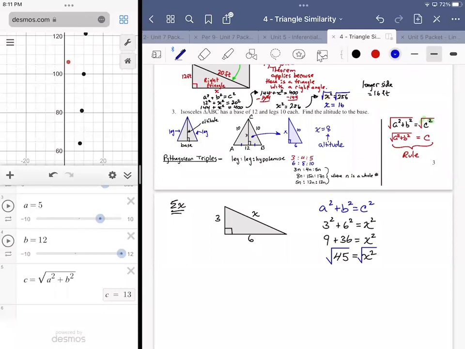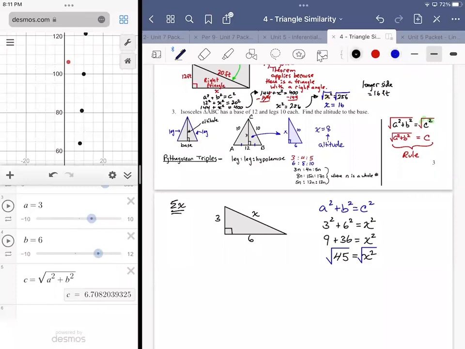All right, so I'll put in the 3. I'll put in the 6. And you see I'm getting 6.708 and all that good stuff. All right, that's not pretty.